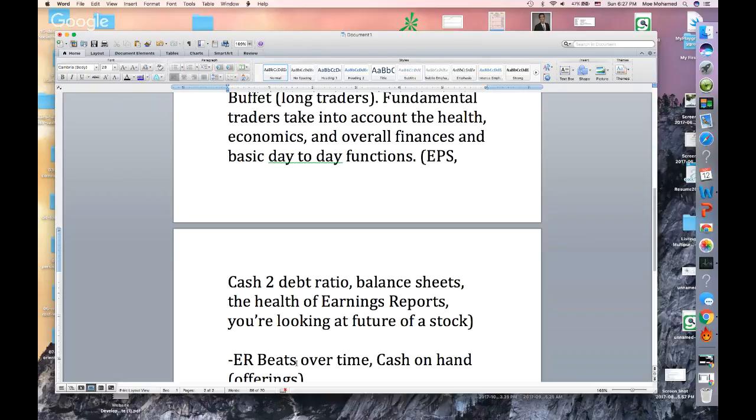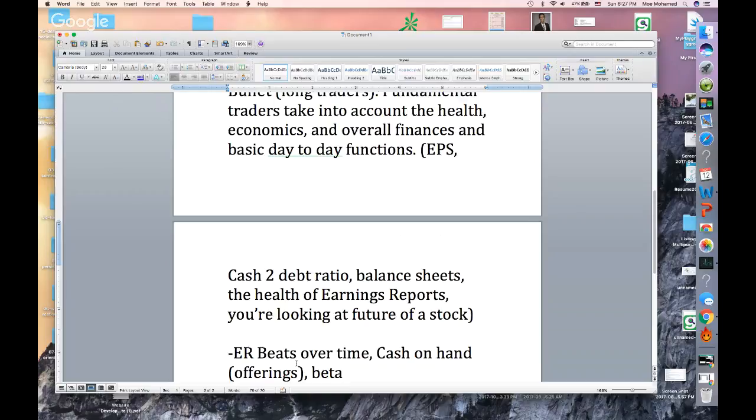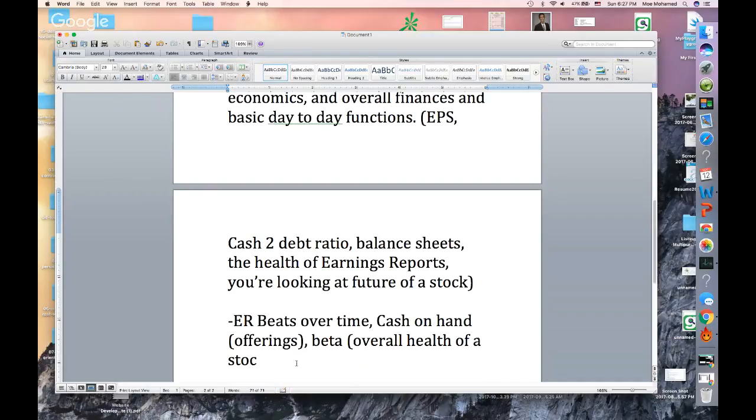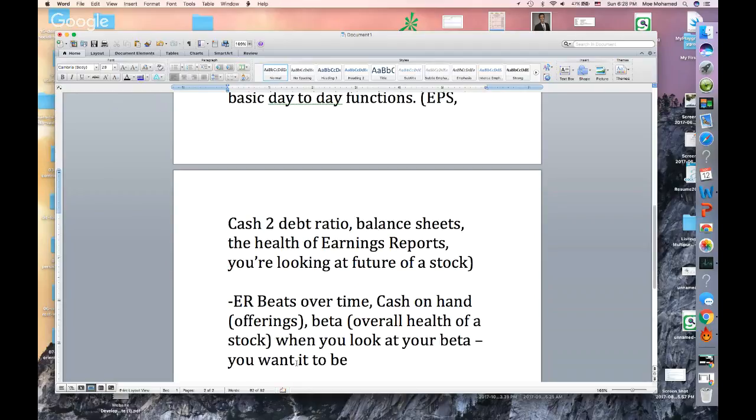Like I said, cash on hand. I'm looking at beta, which is kind of like a technical style of trading, but beta is like your overall health of the stock. When you look at your beta, you want it to be less than 2.